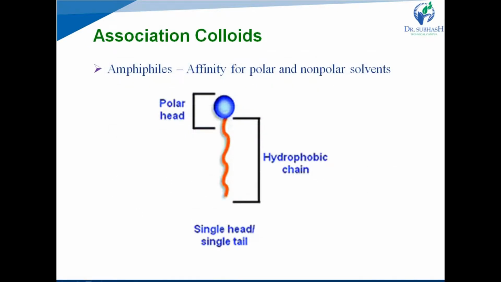Then association colloids. Here the association colloids are prepared with amphiphiles. These are the ions or molecules which have an affinity for both polar and non-polar solvents. This is the figure for the amphiphiles, which contain a polar head and a non-polar tail. The polar head is hydrophilic in nature, whereas the tail is hydrophobic in nature.